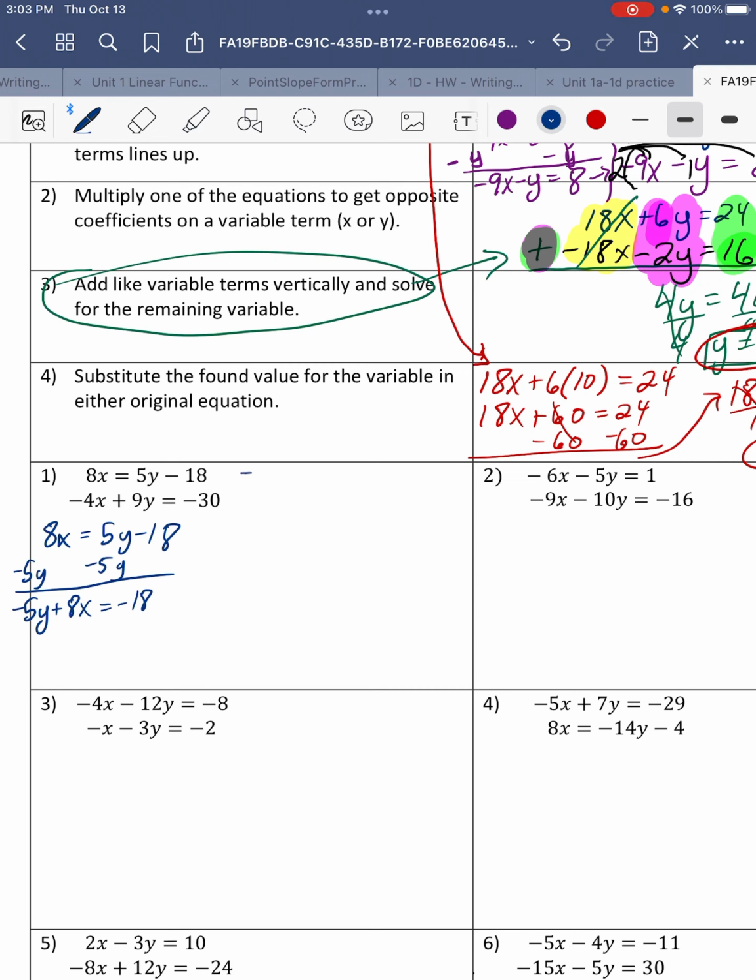And now I'm going to line up my terms vertically. Negative 4x plus 9y, this is the bottom equation. And then I'm going to take the equation I just found and line it up vertically. Oh wait, I just did that. We've got to switch these around. I want 8x first, x term first.